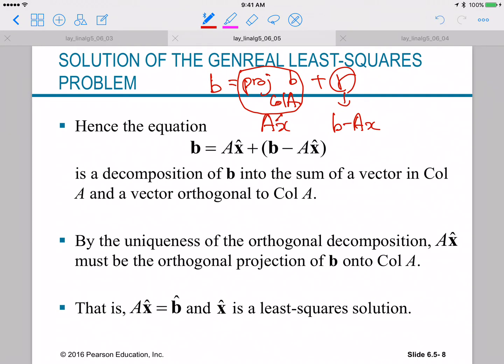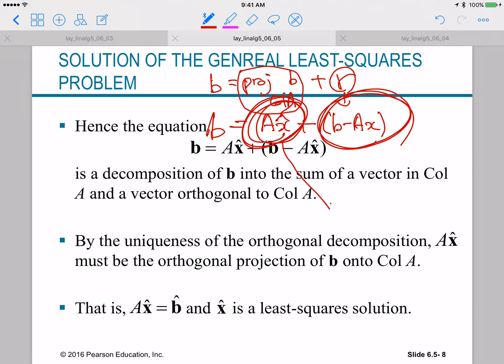If we have a solution for x hat, then we can think about our vector B and its decomposition: the orthogonal projection part and the residual part. Previously we learned that this part is exactly inside the column space of A. And what about this part? This part is exactly inside the orthogonal complement of our subspace, or column space, right?